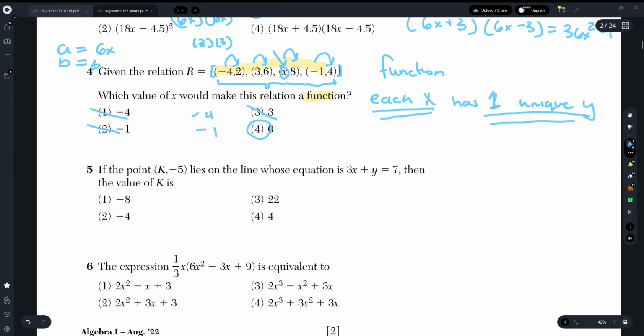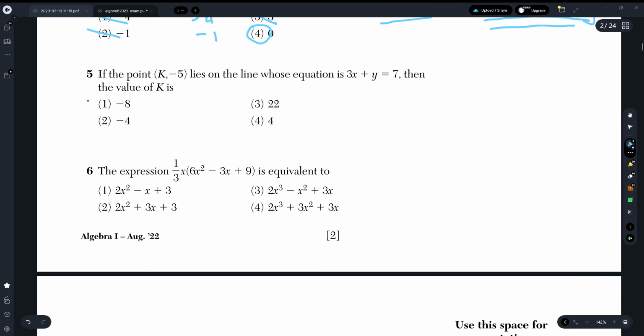Moving on to number 5, the point k comma -5 lies on the line whose equation is 3x plus y is equal to 7. Then the value of k is what? Okay, so this gives you an x and a y coordinate, essentially, and it gives you a function that you could plug it into. Now, what I would do is convert this into something in terms of y.